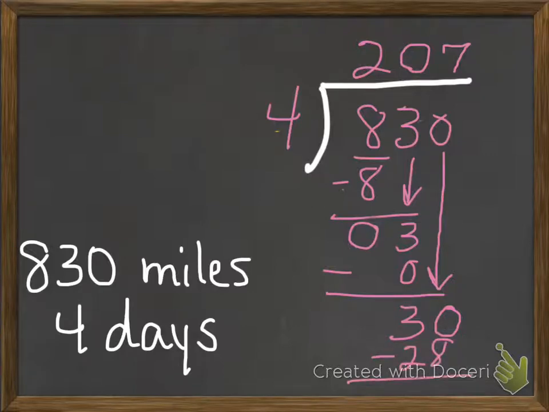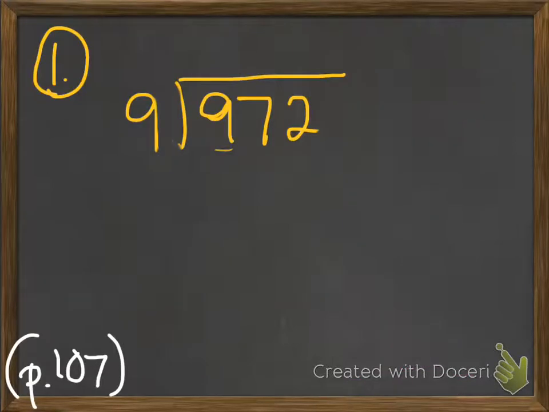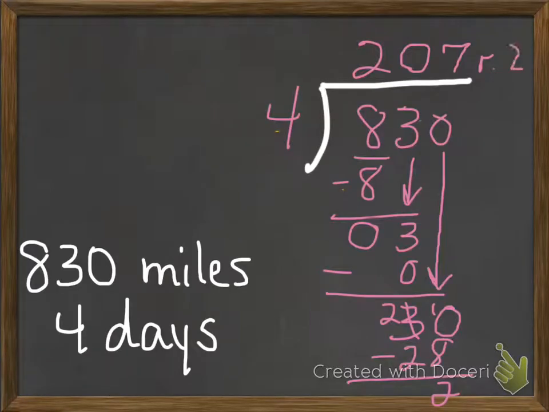So we subtract. I'm going to have to borrow. 10 minus 8 is 2. 2 minus 2 is 0. So I have 207 with a remainder of 2.